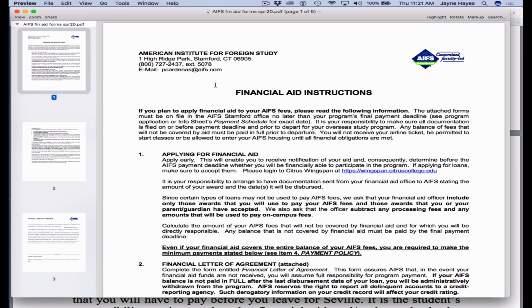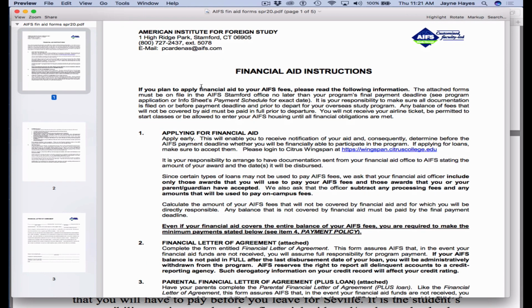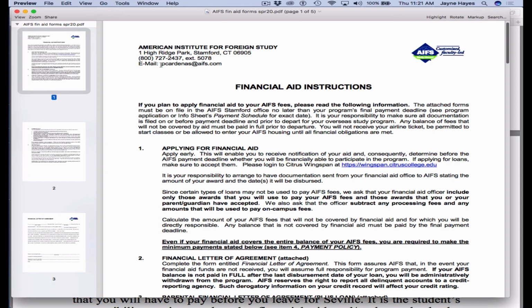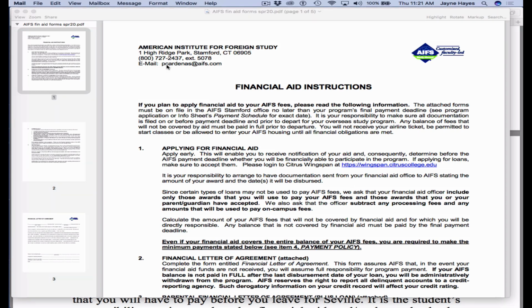Let me just get through this form real quick here. So again, if you're doing a fall or spring program, you need to complete this form and return it to Patty here, and that's her email address.